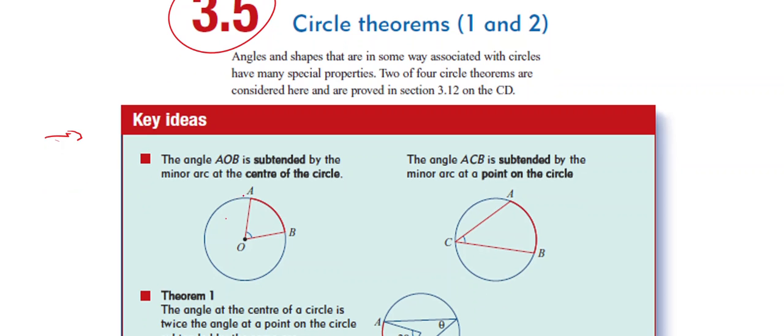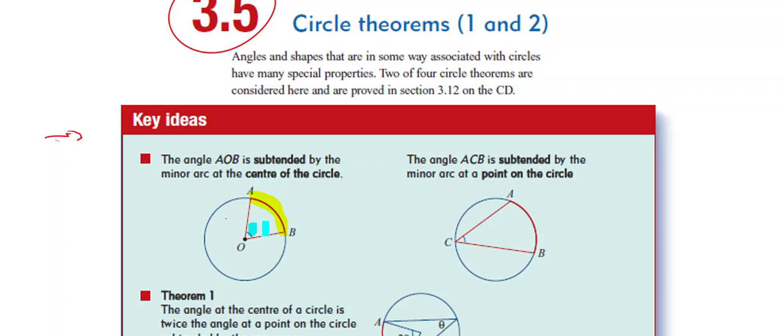The angle AOB, so AOB is here. So we're talking about this angle here. We know that the angle AOB is subtended by the minor arc. So the minor arc is referring to this length over here. We know the angle covering that is over here, which is AOB. So this is the angle here. Okay, that's the angle, and it's covered by that arc.